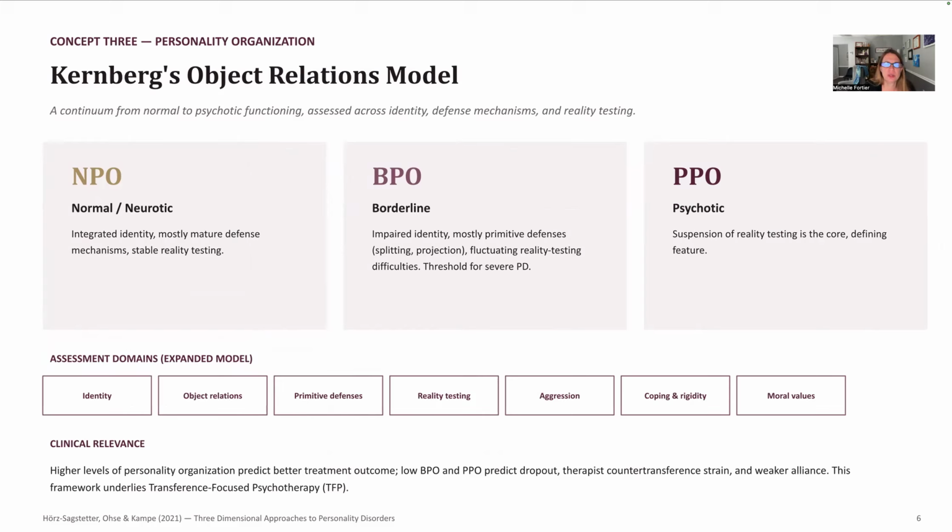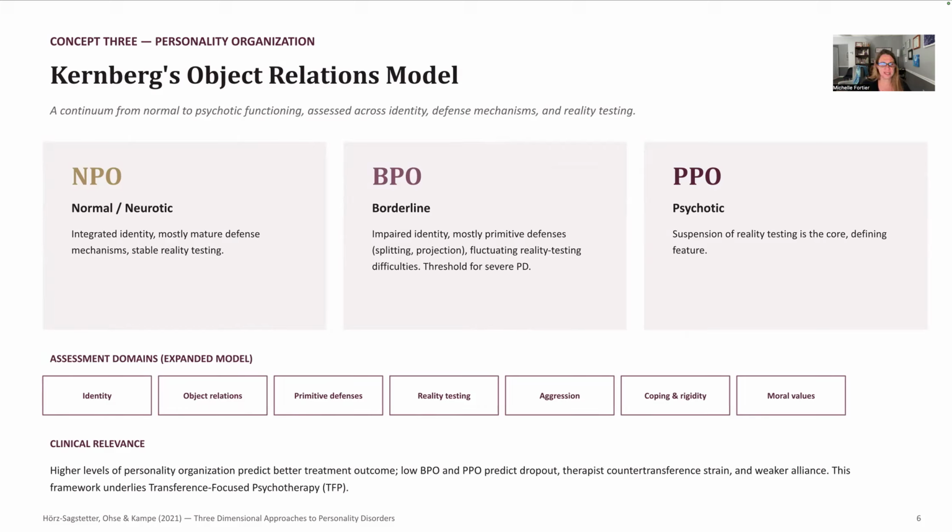Then we have concept 3 with Kernberg's object relations model, a continuum from normal to psychotic functioning assessed across identity, defense mechanisms, and reality testing. We have the normal, neurotic: there's an integrated identity, mostly mature defense mechanisms, and stable reality testing. Then in the middle, we have borderline, and that's the border between normal and psychotic. There's impaired identity, mostly primitive defenses, so there's splitting and projection. There's fluctuating reality testing difficulties. This is a threshold for severe personality disorders. Then you have all the way to the right, the psychotic, where suspension of reality testing is the core defining feature.